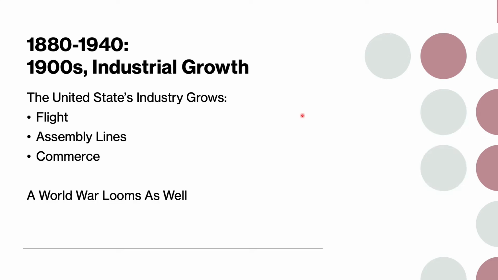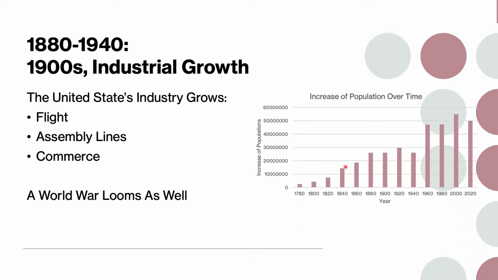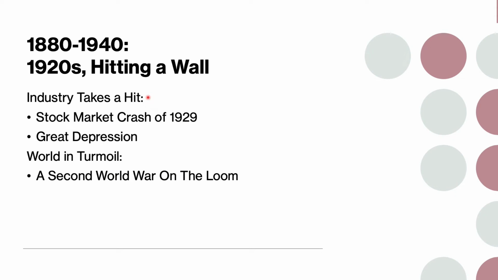According to America's Best History, as we hit the 1900s, we have a similar industry boom, the Industrial Revolution. Commerce becomes possible and flight revolutionizes transport. But we have to remember a world war looms on the horizon, which could explain why we don't see what happened from 1860 to 1880 happening here in 1880 to 1900. But this exact factor of a world war does explain the slight increase from 1900 to 1920. But in the 1920s, we hit a brick wall.